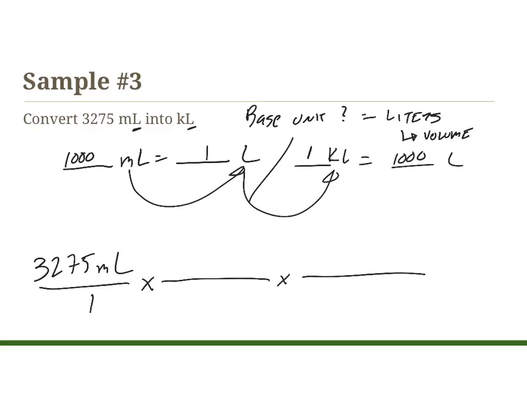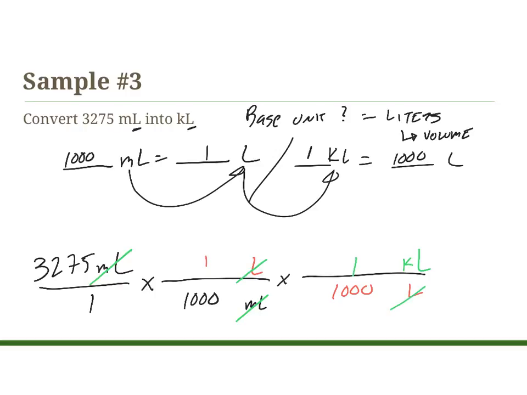So in this problem, I'm going to put milliliters on the bottom, liters on the top, because I need them to cancel out. I'm going to fill in my values, 1,000 milliliters and 1 liter, and check to make sure that my units cancel, like so. I'm then going to go one step further and put in my liters on the bottom and my kiloliters on the top, and I'm going to go ahead and fill in my values and then check my units to make sure they cancel.